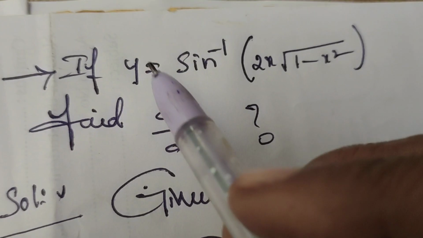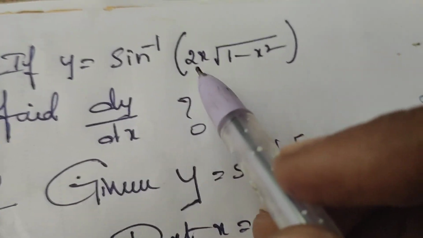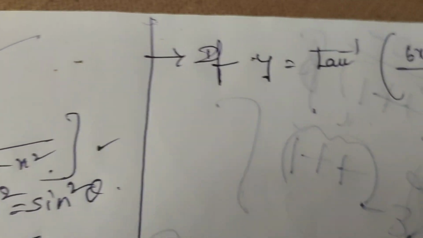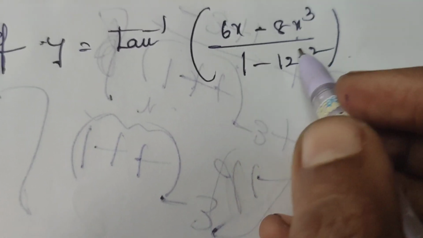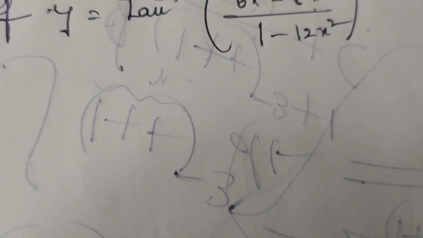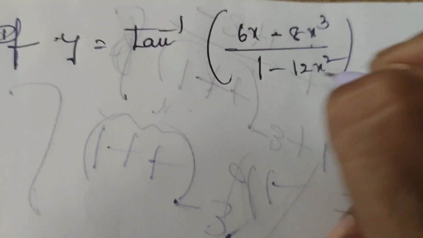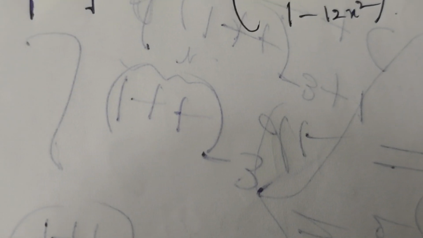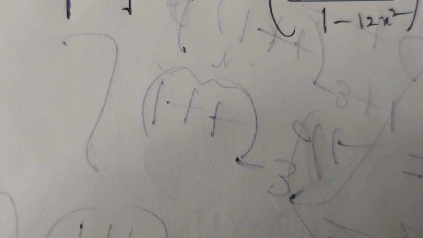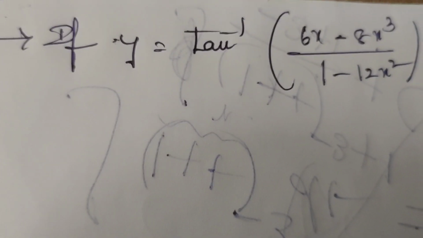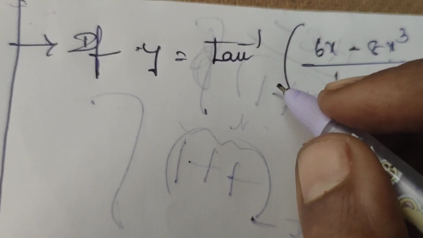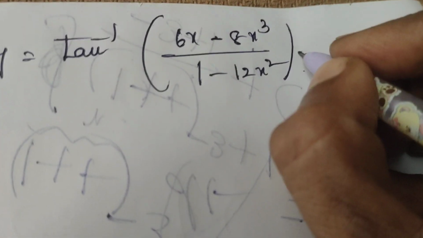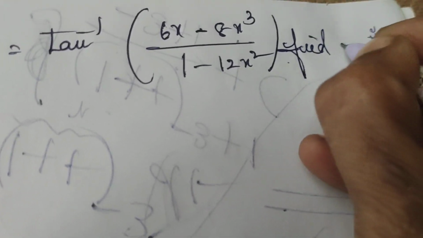This is the solution. In the given differentiation problem, y equals sine inverse of 2x root of 1 minus x square. Now, differentiate this problem. If y equals tan inverse of 6x minus 8x cube by 1 minus 12x square, here also using the substitution method, find dy by dx.